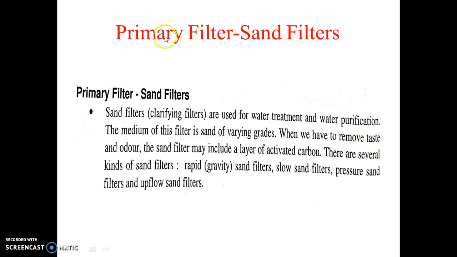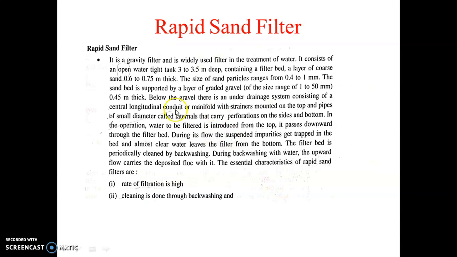Then first we will discuss primary filters. Primary filters are also called sand filters. These sand filters are used for water treatment and water purification, and the medium of the filter is sand. Instead of a fabric filter medium, we use sand as the filter medium. These primary sand filters are classified as rapid sand filters and pressure sand filters. We will discuss rapid sand filters first.